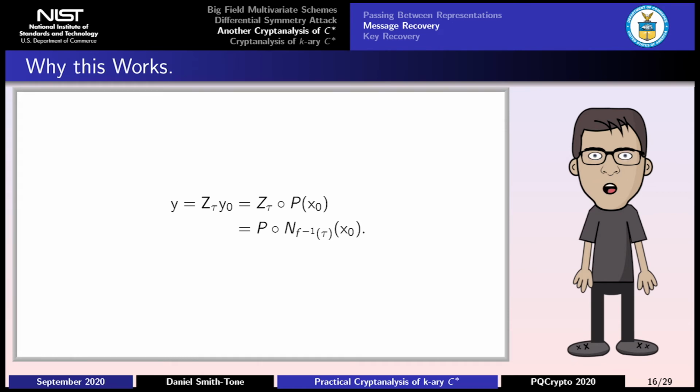So why does this work? It is because P sends the map n sigma to the map Z f of sigma, or in reverse, it sends Z tau to n f inverse of tau. So the correct input to get y is n f inverse of tau applied to x0.